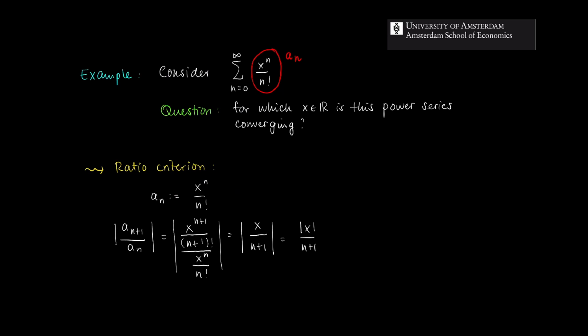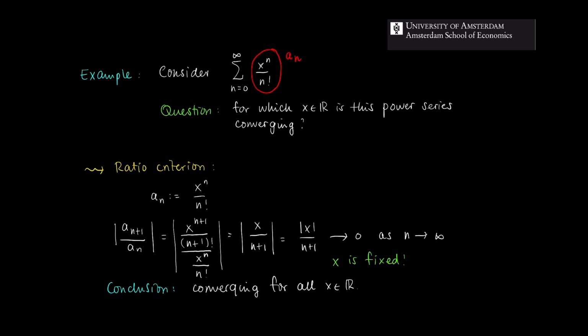The ratio criterion says something about the limit of the fraction of two consecutive terms in the sequence. And we see here that when n goes to infinity, since x is a particular fixed value, this goes to 0 as n goes to infinity. So our conclusion is that regardless of the value of x, this series is converging. So this series is converging for all x in R.